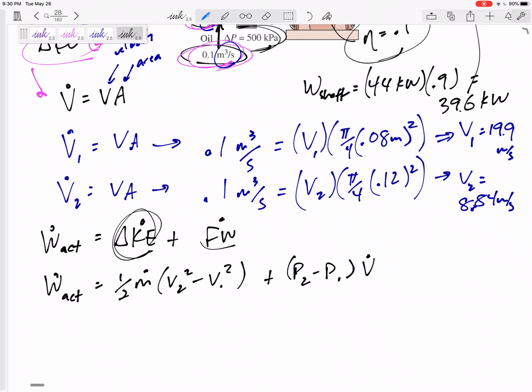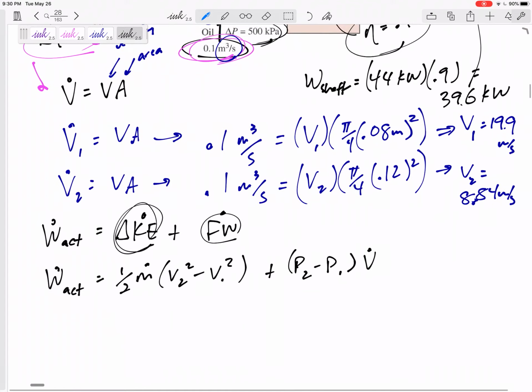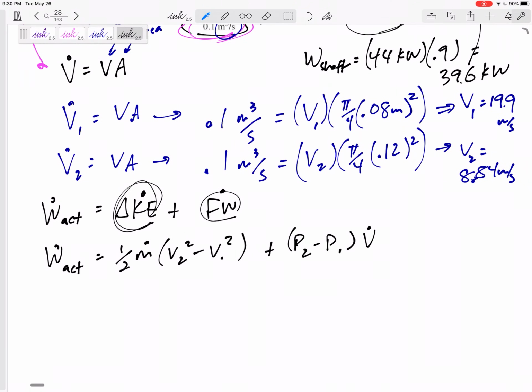Also with flow work, the total flow work is delta P times V, the volume, but for this power, it's delta P times V dot. All right, so here we go. Kind of like the last problem.